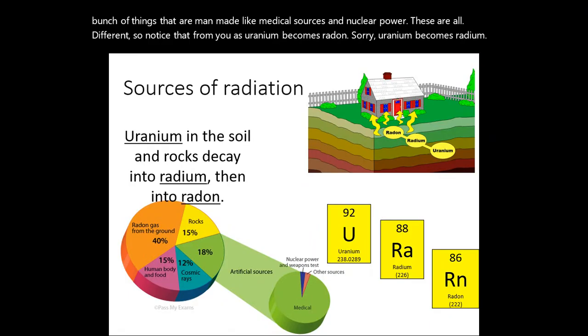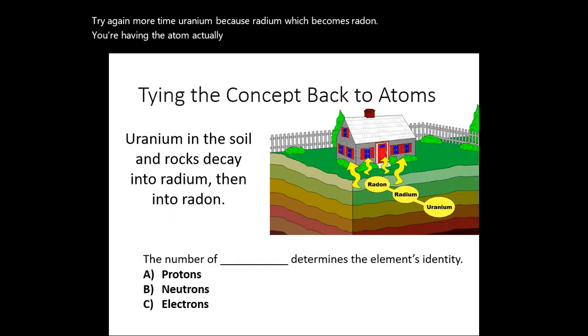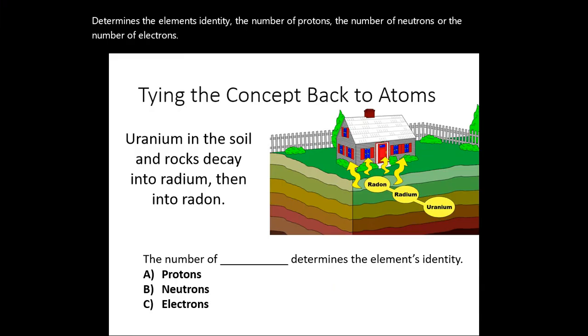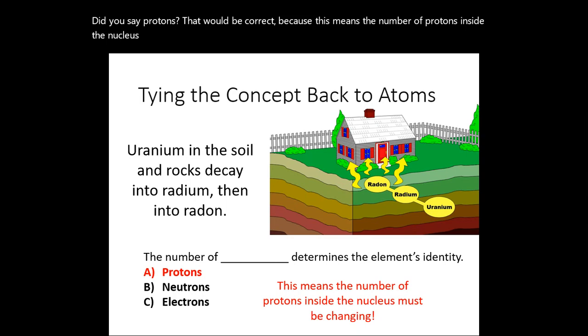Notice that as uranium becomes radium, which becomes radon, you're having the atom actually change identity. So what determines the element's identity? The number of protons, the number of neutrons, or the number of electrons? Did you say protons? That would be correct, because this means the number of protons inside the nucleus is going to be changing during these nuclear radiation reactions.